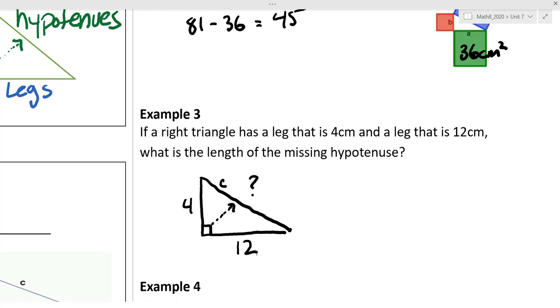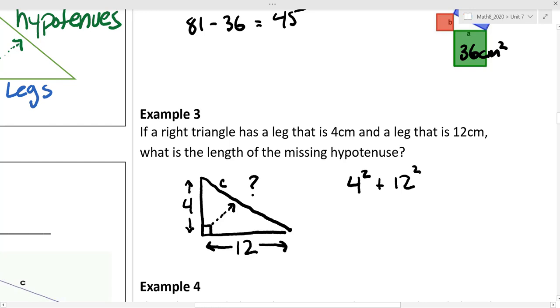So I gave you how long this side is. I didn't tell you what the area of these squares are. So what is the area of the first one? It is 4 squared, which is 16. And then we add the area of the other box, 12 squared. So we have 16 plus 144.